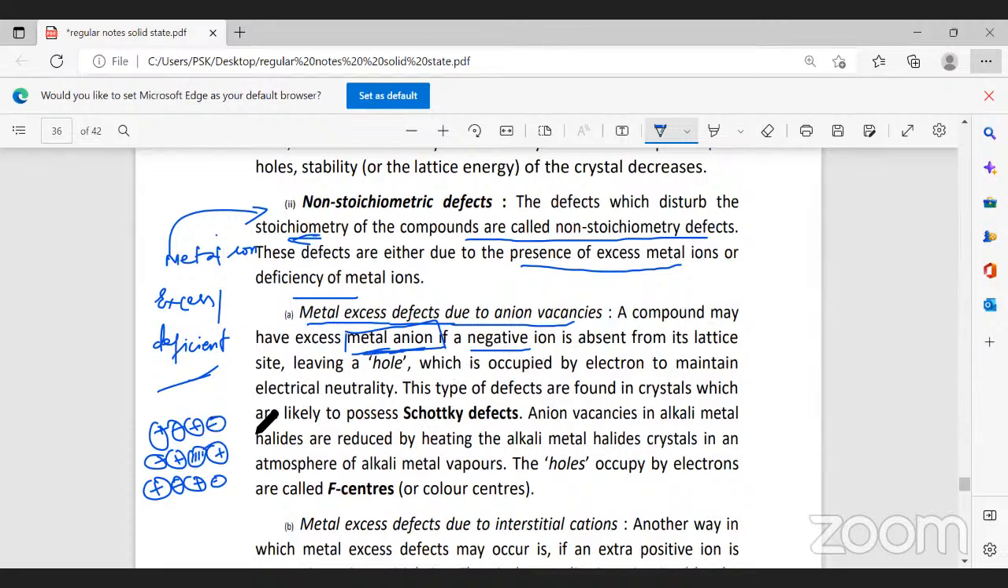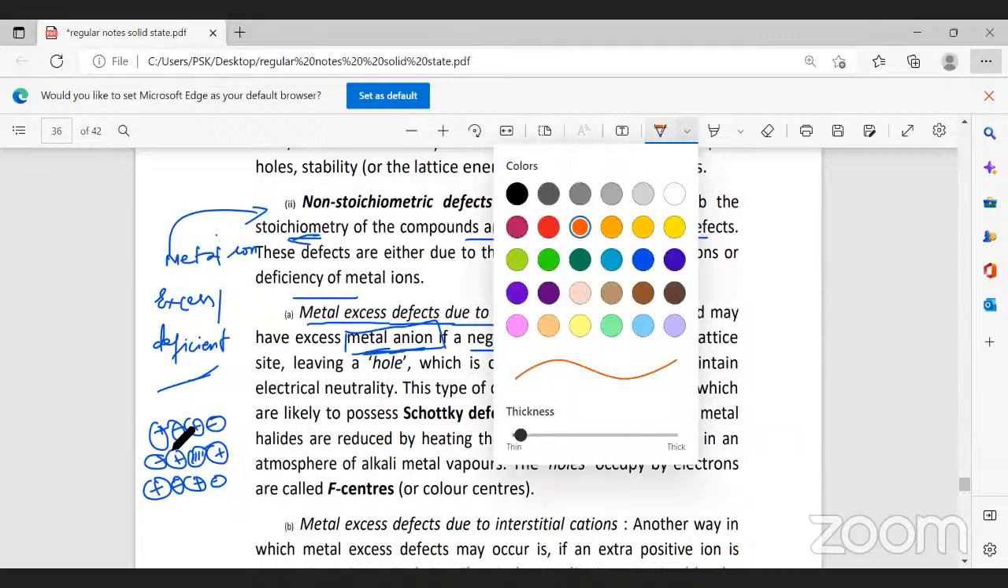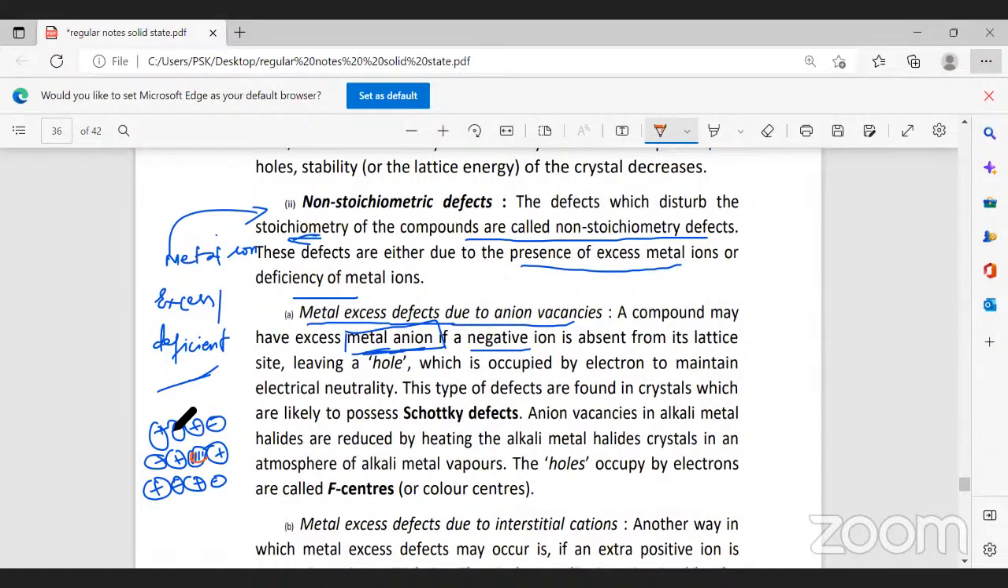This hole is occupied by an electron to maintain electrical neutrality. This empty space or hole will be occupied by an electron because the crystal should be electrically neutral. Otherwise, it becomes reactive. This type of defect is found in crystals which are likely to possess Schottky defect. Anion vacancy in alkali metal halides is produced by heating the alkali metal halide crystal in an atmosphere of alkali metal vapors. The holes occupied by electrons are called F centers.